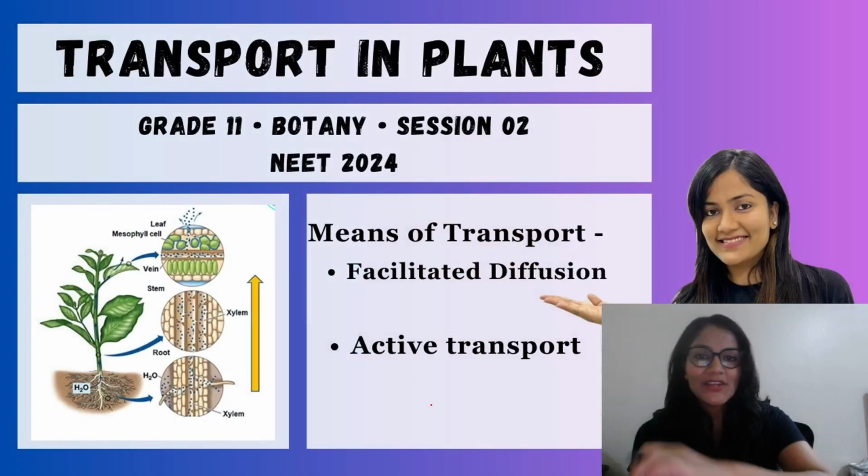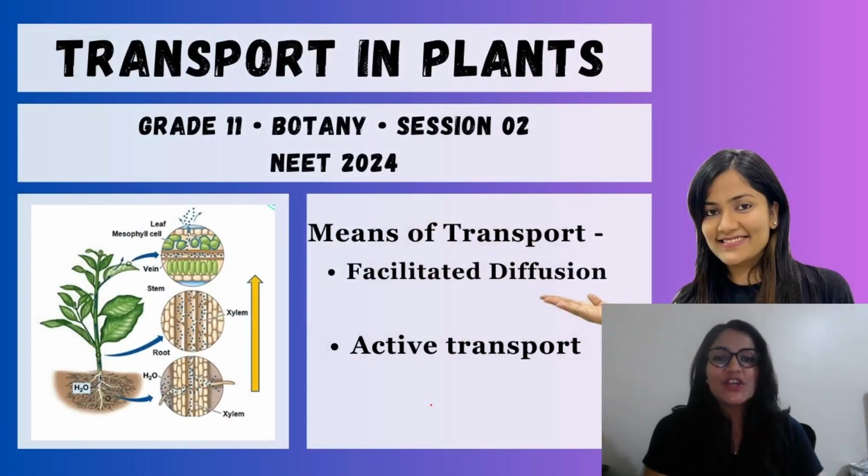So we are going to continue discussing our chapter, transport in plants. And what are we going to talk about in today's session? In today's session, we will be discussing facilitated diffusion and active transport, the two other means of short distance transport inside a plant.